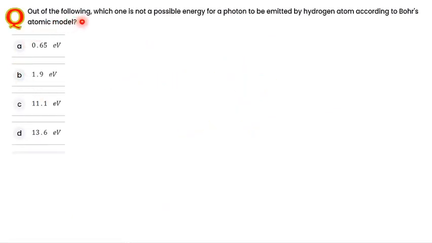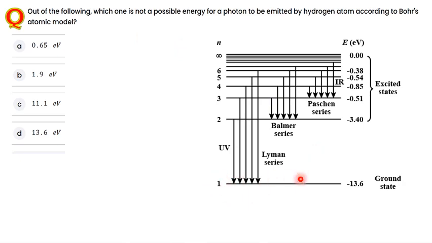Problem. Out of the following, which one is not possible for a photon to be emitted by a hydrogen atom according to Bohr's atom model? One thing you can understand here, according to Bohr's atom model, is the energy of the electron at the ground state and the first, second, third excited states. These are all the excited states. They have given the energies as minus 13.6, minus 3.4, minus 0.85, and like that, the next ones will follow.